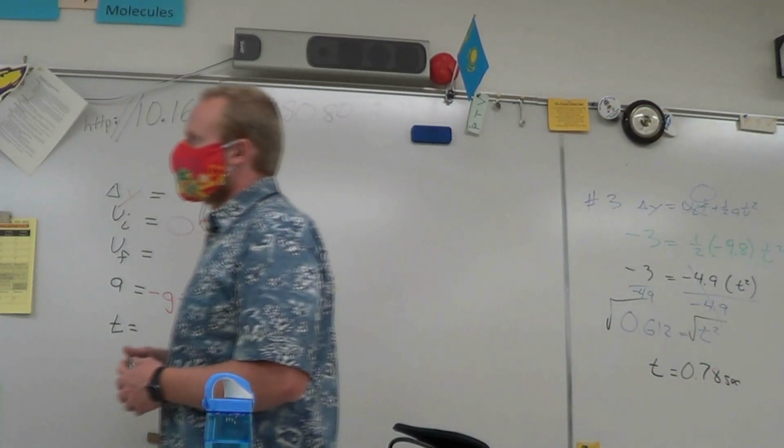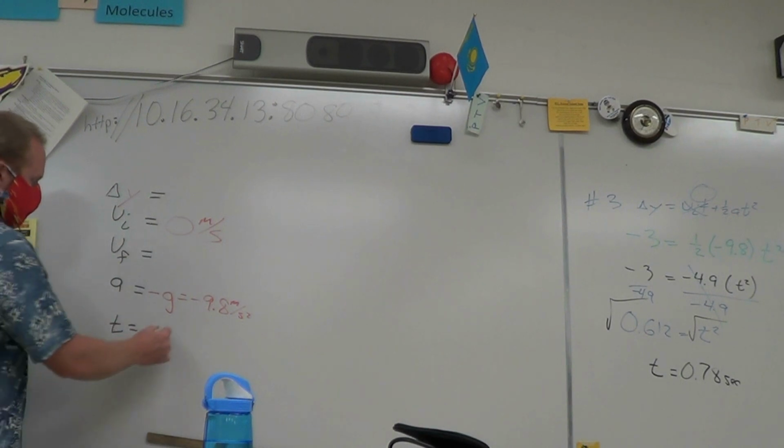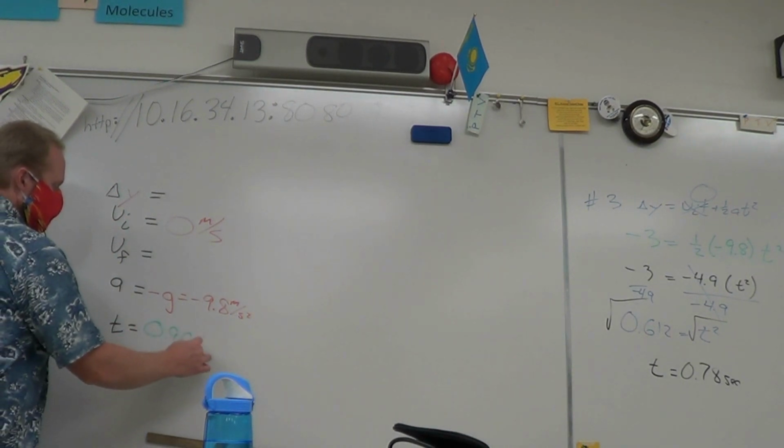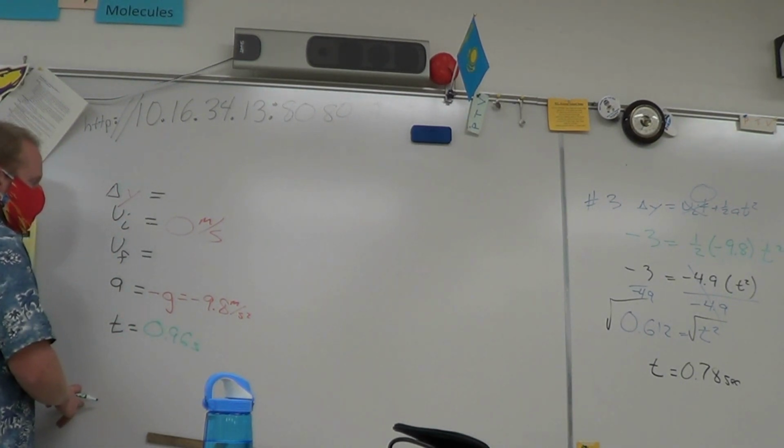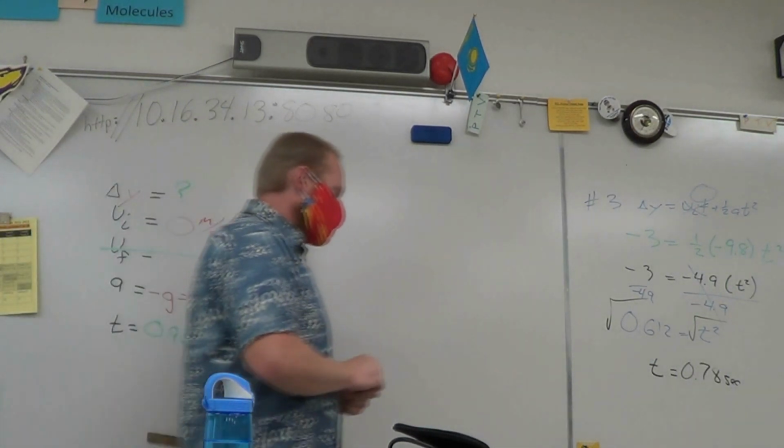0.96 seconds, and from what height? Where do I put my question mark? Where do I put that 0.96 seconds? We put 0.96 in the time. Where's my question mark? Delta y. Okay? There's my delta y.